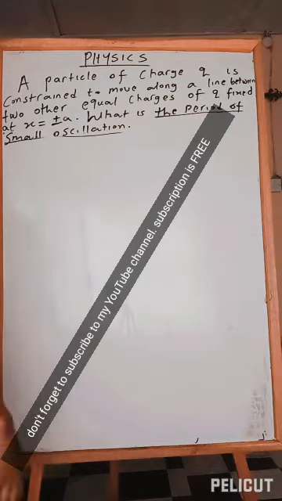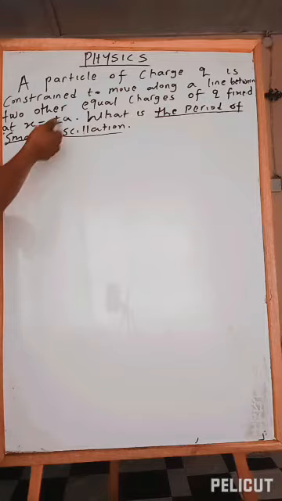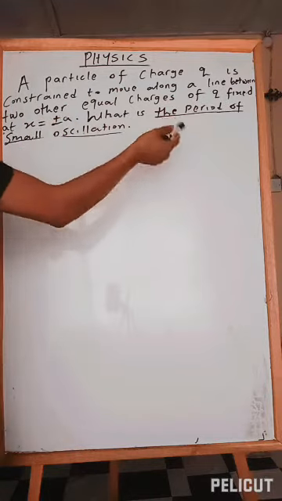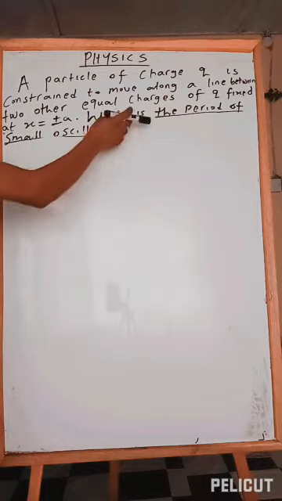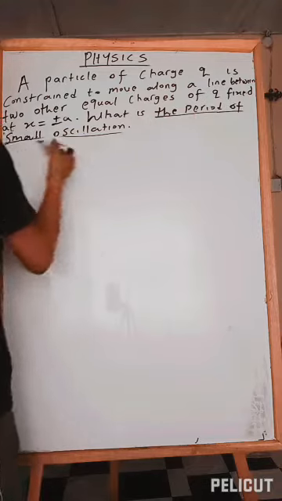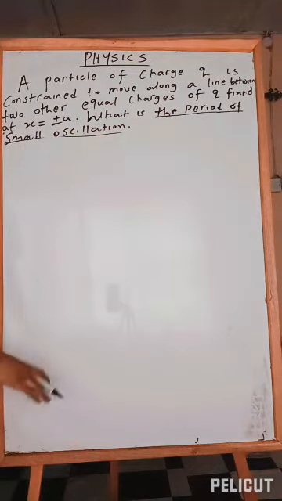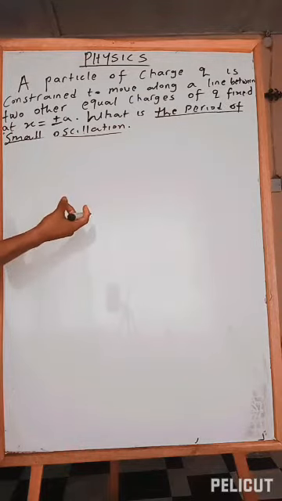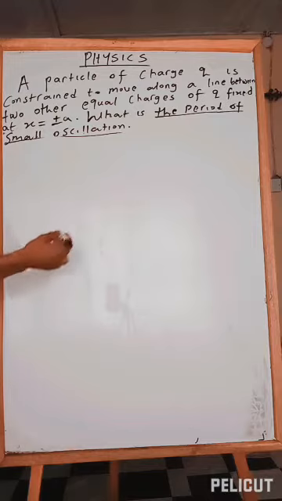Okay, hi guys, we've got ourselves a physics question here, and the question says that a particle of charge Q is constrained to move along a line between two other equal charges of Q fixed at x equals plus or minus a. What is the period of small oscillation? You can see I've underlined this statement here. So we have to determine the period of small oscillation. So very small displacement. So what is going to be the period of that motion? So that is what we are interested in.